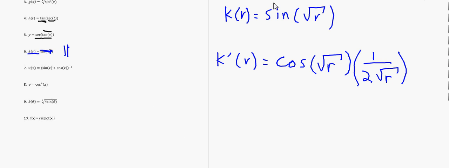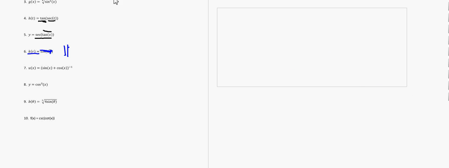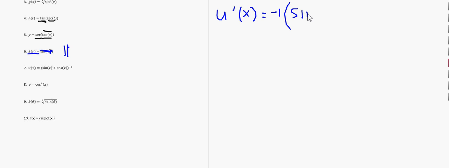Number 7. Let's erase all this. Okay, number 7. U of x is sine of x plus cosine x, all of that to the negative 1. So the outside function is to the negative 1 power. The inside function is sine of x plus cosine of x. So u prime of x, the first thing we're going to do here is derive that negative 1 power. So we get negative 1 times the inside stays the same, which is sine x plus cosine x.